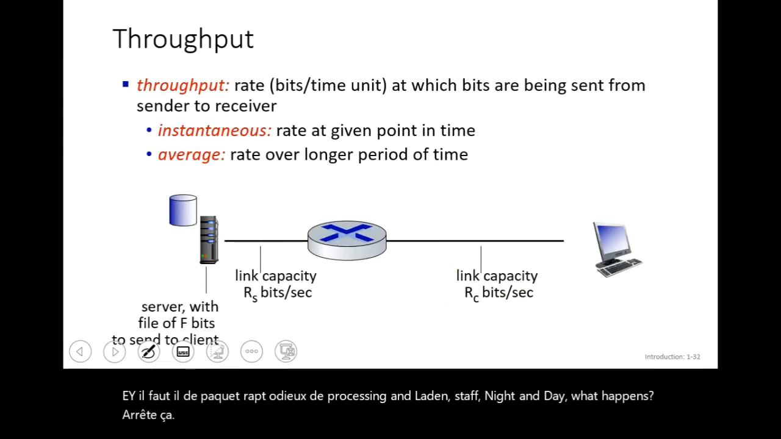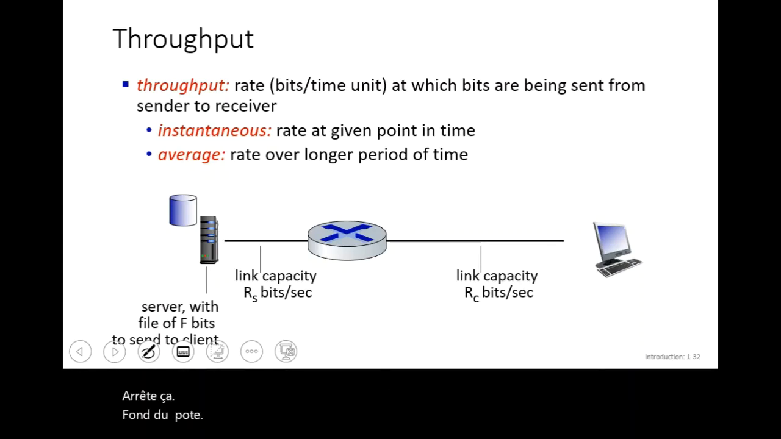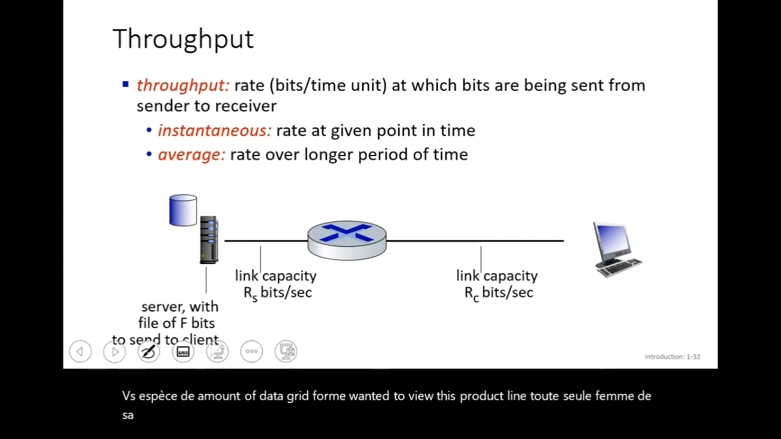For the throughput, this is basically the amount of data going from one side to the other, from the client to the server, from the server to the router, from the router to the client.